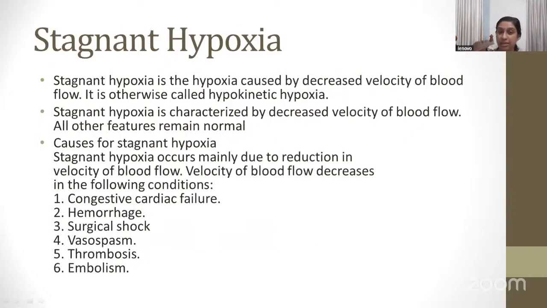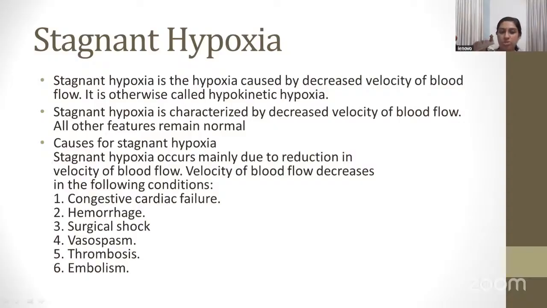The next is stagnant hypoxia. It is caused by a decreased velocity of blood flow, so it is called hypokinetic. Blood is stagnant, or the velocity of blood flow is reduced, and the rest of the features remain normal in stagnant hypoxia. Just the velocity of blood flow is reduced.